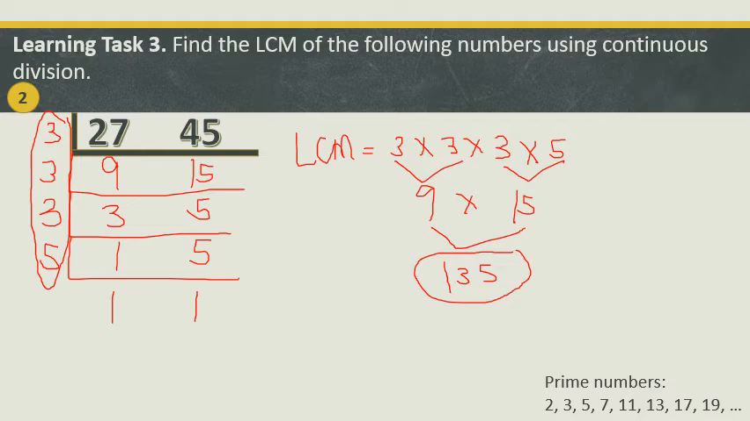So, para ma-check nyo kung tama talaga siya, pwede nyo skip count yung 27 and 45 para ma-make sure nyo din na 135 talaga yung LCM. Pero kasi minsan sa skip counting medyo matagal ang process kasi isa-isahin nyo siya, ililista nyo lahat. Dito kasi sa continuous division, mabilis lang siya. Lalo na kung nasanay na kayong gumamit ng continuous division.